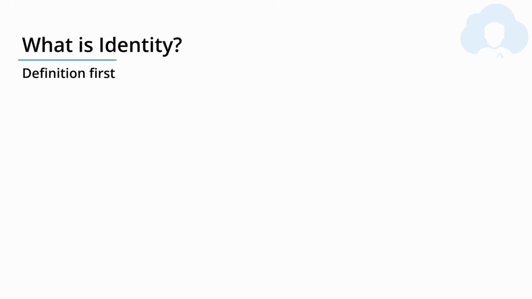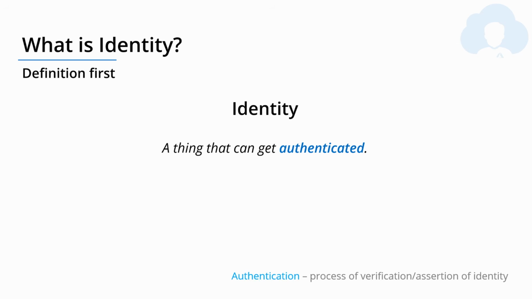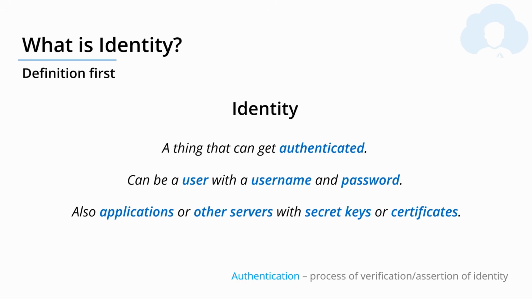Before we move to what is an identity provider, let's talk about what is identity itself. An identity is a thing that gets authenticated. And authentication is, simply said, a process of verification of the identity in the request. So if you are sending a request as Adam, a service needs to verify whether this is a proper request actually sent by Adam. And the identity itself can be a user with username and password, but it also can be an application or a service which will authenticate using secret keys and certificates.